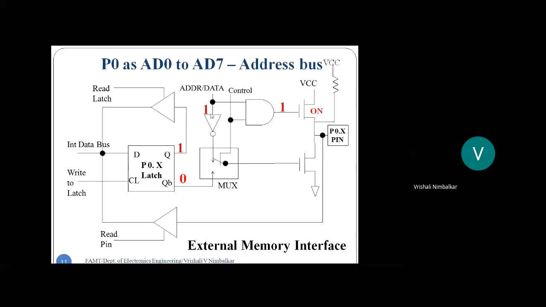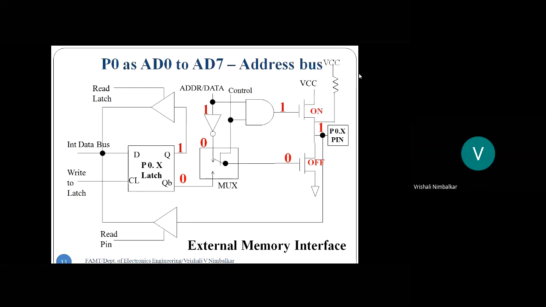So suppose this is A0 or suppose this is D0. This is to be sent out. So what does the microcontroller do? This is 1, and that inverter makes it logic 0. This logic 0 gets transmitted to the lower MOSFET. Logic 0 turns the MOSFET off, and since the upper MOSFET is on, the pin gets connected to VCC. So what appears on the pin? Logic 1. That's how either an address or data gets transmitted on the pin.